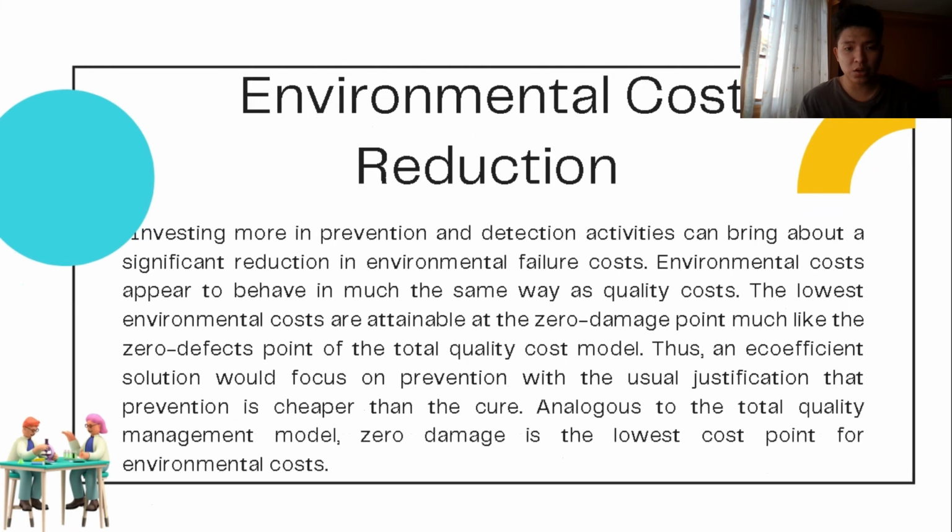So, the environmental cost reduction. How can we reduce our environmental cost? We need to invest more in prevention and detection activities, which can bring about a significant reduction in environmental failure cost. Environmental costs appear to behave in much the same way as quality cost. The lowest environmental costs are attainable at the zero damage point, much like the zero defects point of the total quality cost model. Thus, an eco-efficient solution would focus on prevention, with the usual justification that prevention is cheaper than the cure. Analogous to the total quality management model, zero damage is the lowest cost point for environmental cost.